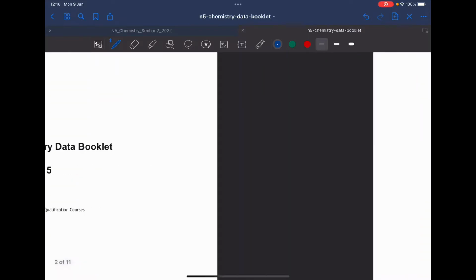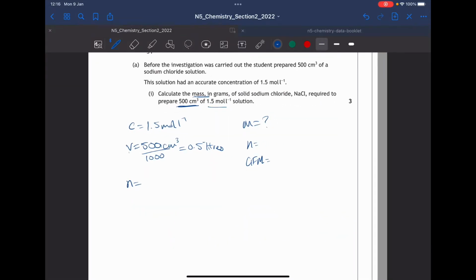So if we go back, we can work out the number of moles, first of all, using the n, c, v relationship. So n equals c times v. We just plug the numbers in, that's 1.5 times 0.5. And if we put that into our calculator, 0.75 moles. That means this number of moles would be the same because we're dealing with the same chemical.